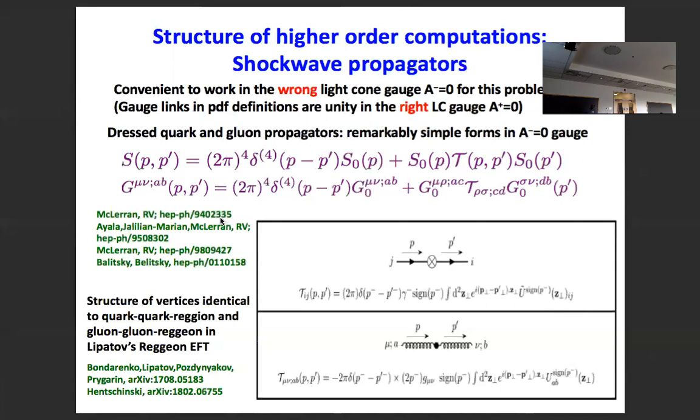The wrong light cone gauge is the gauge which is opposite to the gauge where you describe PDFs, where you can set the gauge links to unity. That's really not necessary in general if you're doing a general calculation, so we work in this gauge. There's a tremendous simplification that occurs for the dressed propagators of quarks and gluons, where you can write them as free propagators multiplied by effective vertices, which are Fourier transforms of these Wilson line correlators. So you can write down the expressions entirely in momentum space. You can just forget about coordinate space when you're doing these calculations. That's something I'll show in a second.